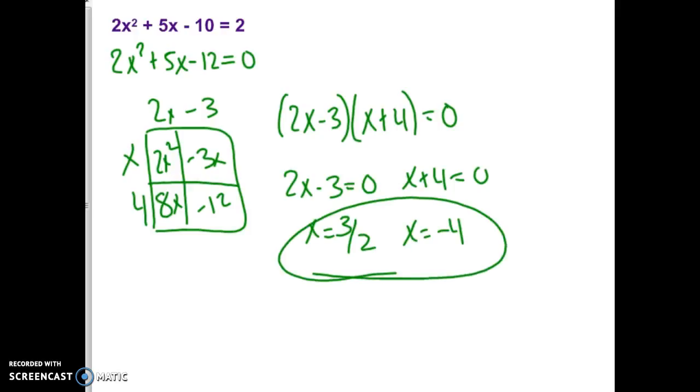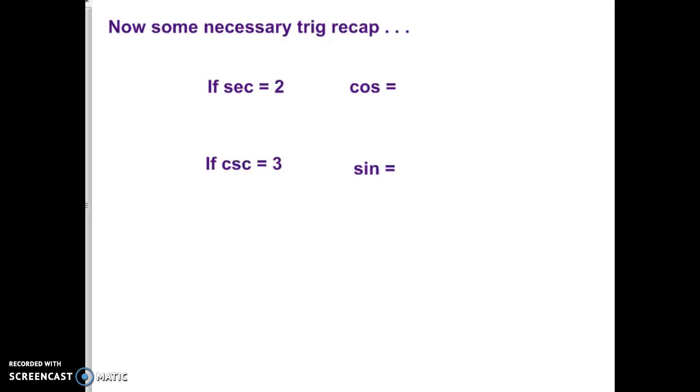Those are my solutions. Now a necessary trig recap. What is secant equal to? It's the reciprocal of cosine, so cosine would be a flip. Remember, this is 2 over 1. If cosecant is 3, sine is 1 over 3.